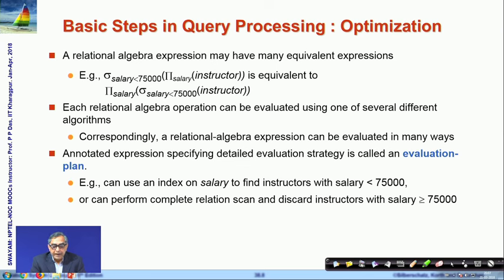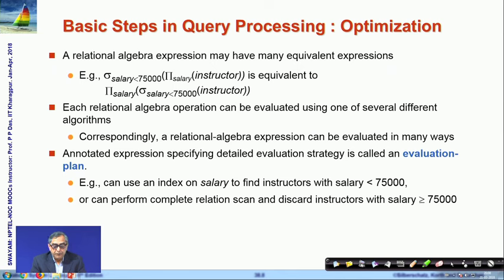Based on these, we would like to annotate the expression. We would like to mark out whether we first project on salary and then do the selection, or we first do the selection on salary less than 75,000 and then project. With that annotation, we will build up a total evaluation strategy, which is known as the evaluation plan.